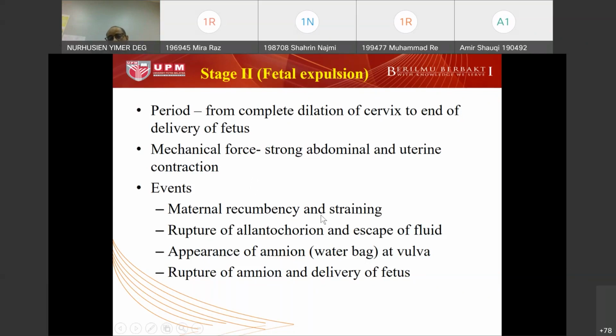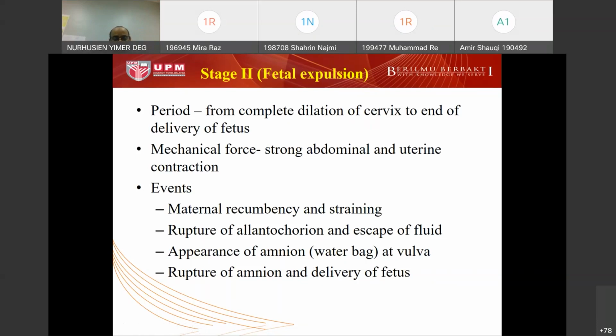During stage 1, usually the animal will be standing and sitting down. But usually at stage 2, you will see the animal being recumbent, sitting down on the ground and keep straining. The straining is due to the contraction from the uterus as well as from the abdomen. And then you will also see the breakdown of the fetal membranes and the fetal sacs.